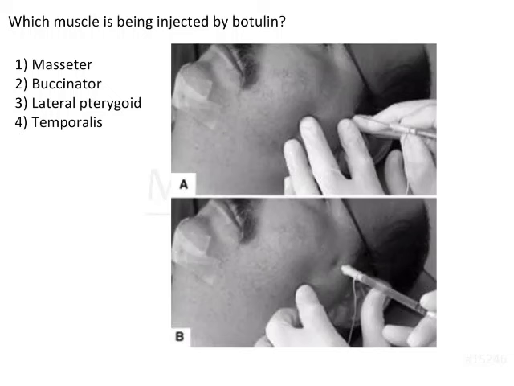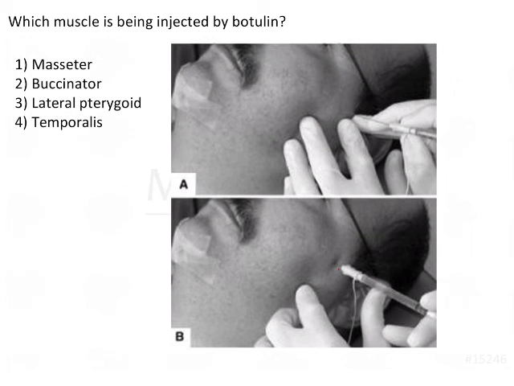So the question is, which muscle is being injected by botulinum? The options are masseter, buccinator, lateral pterygoid, and temporalis. All the four are muscles of mastication, and all these muscles have their origin from somewhere in the midface or the cranium, and their insertion is in some part of the mandible.